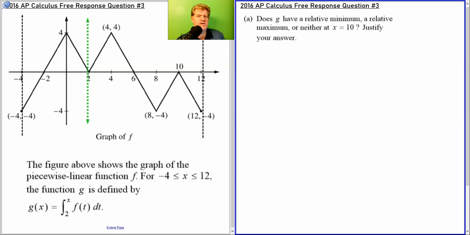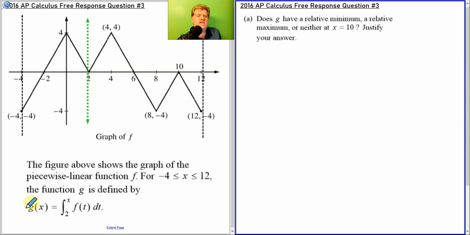We are continuing our practice for the free response questions. This is the 2016 question number 3. You're going to notice it's the same type of question as the other two. We have a graph that has 6 straight line segments. So they make a bunch of triangles, which is nice.